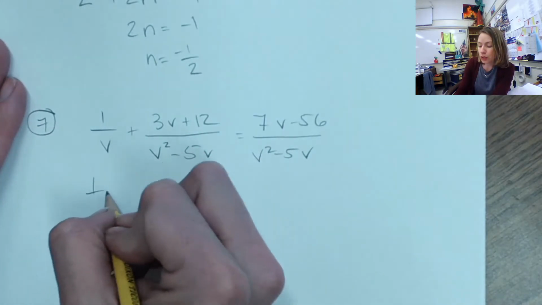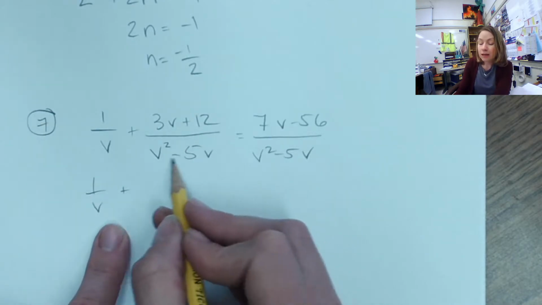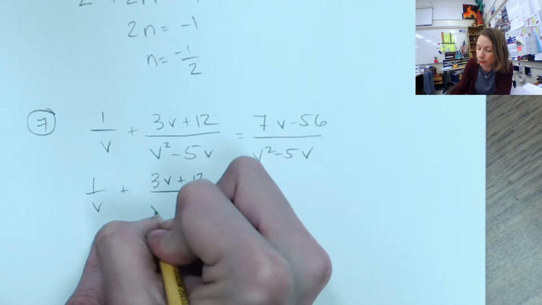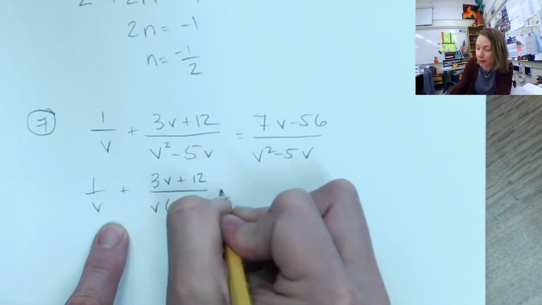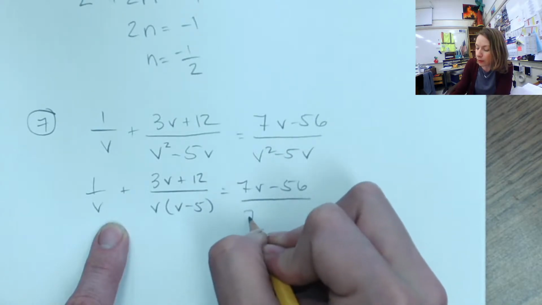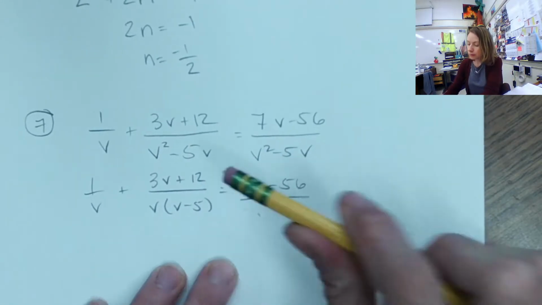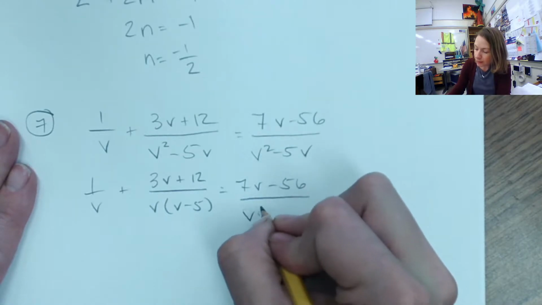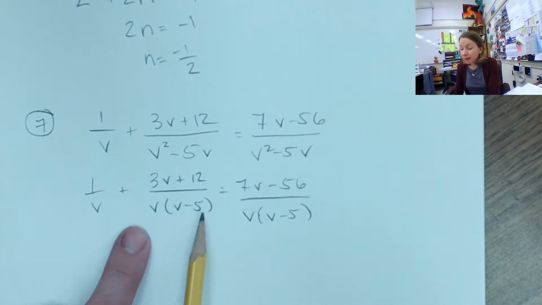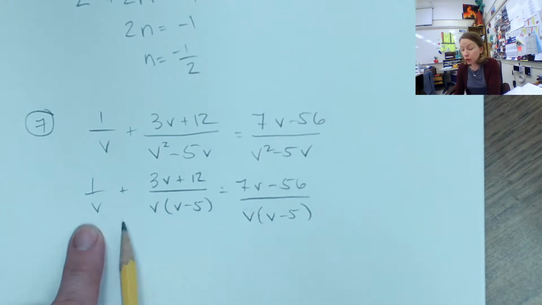So my first term, that's already factored. This one, I can factor out a v. So I've got 3v plus 12 all over v times v minus 5. Then I've got 7v minus 56 all over v times v minus 5, right? So now I can easily see my common denominator is just going to be this thing because it has a v in it too, right?